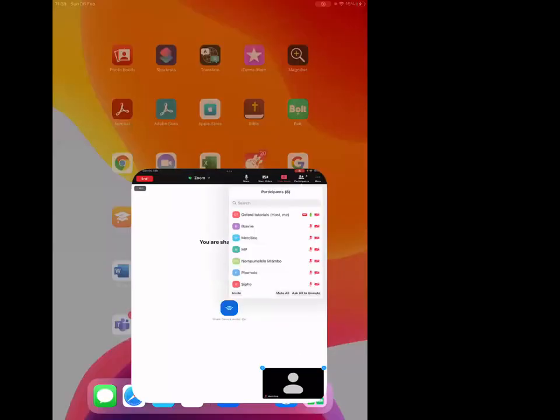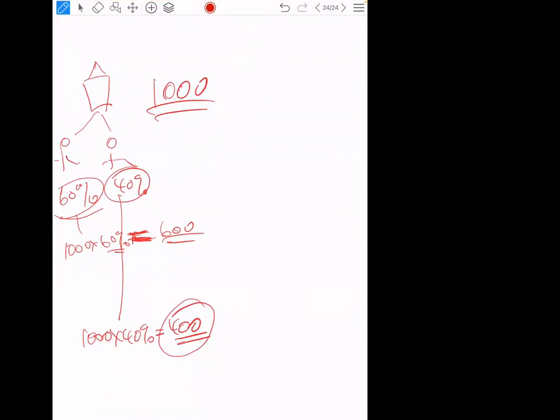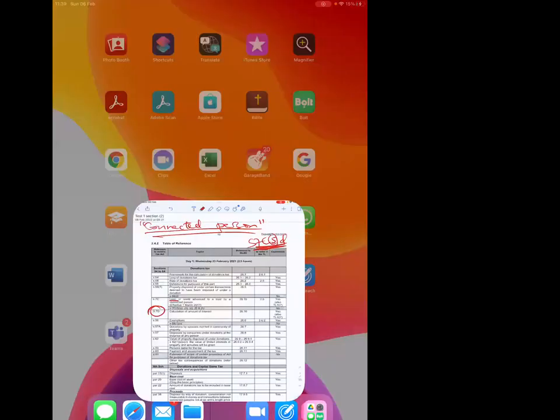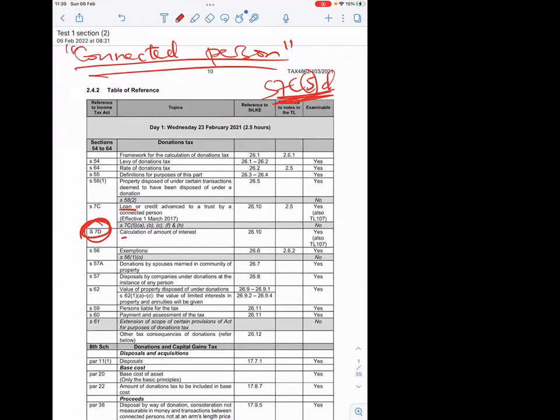All right, we're now going to section 17. This one talks about the calculation of the amount of interest. Remember, what is deemed to have been donated is the difference between the interest at the official rate and the interest at which the loan was advanced, in instances whereby the loan was advanced at a rate that is lower than the official rate. So we move to the calculation itself.